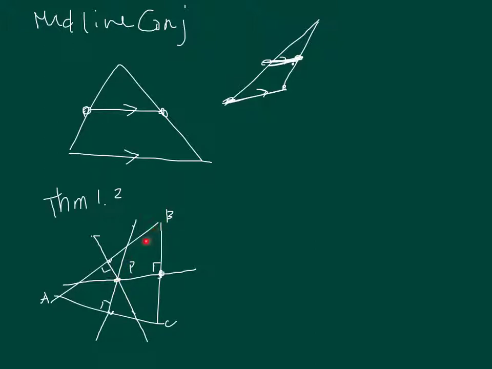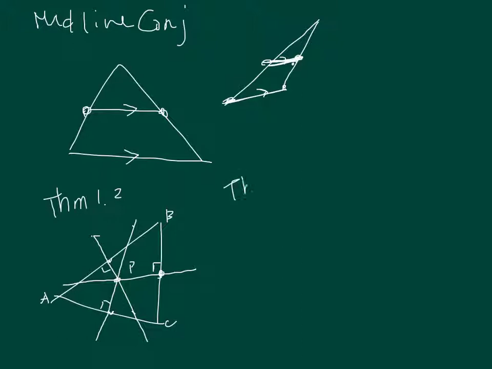Then if BP is the same as PC, by the converse of theorem 1.1, that point has to be on the perpendicular bisector. Therefore, that point is on all 3 perpendicular bisectors.